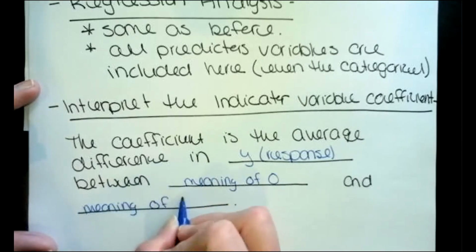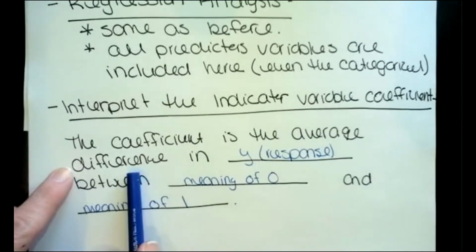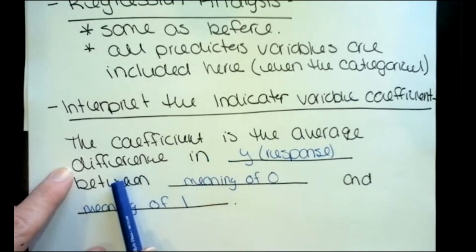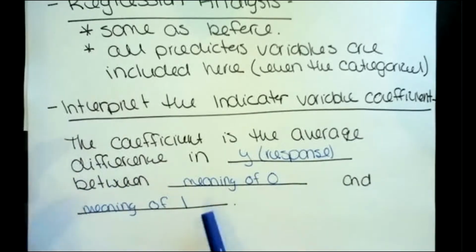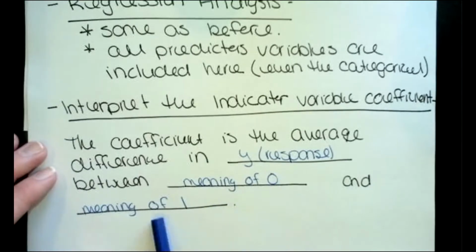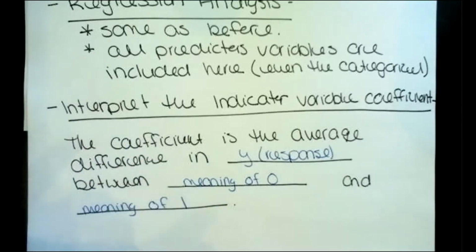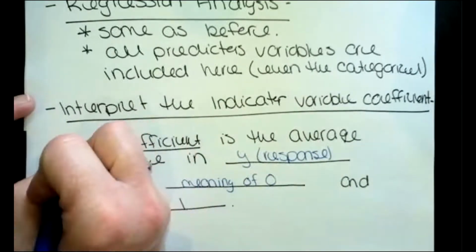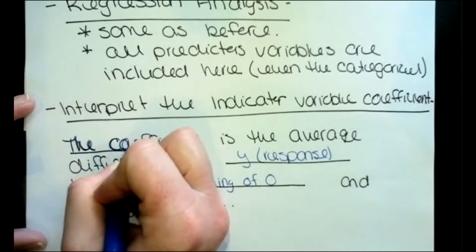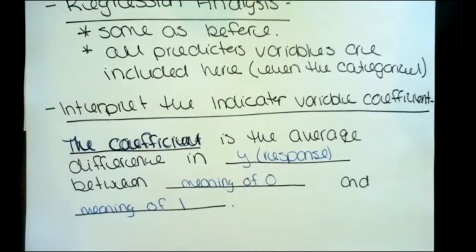So you're going to write it out, right? What the meaning of a 0 is. So you could say the coefficient is the average difference in salary between males and females, right? So that's what I mean when I say meaning of a 0, meaning of a 1. What does 0 stand for? Males, and 1 stands for females. So the coefficient is really something you're filling in, and I apologize, I did not do that right. So the coefficient, whatever that value is, is the average difference between a 0 and a 1.